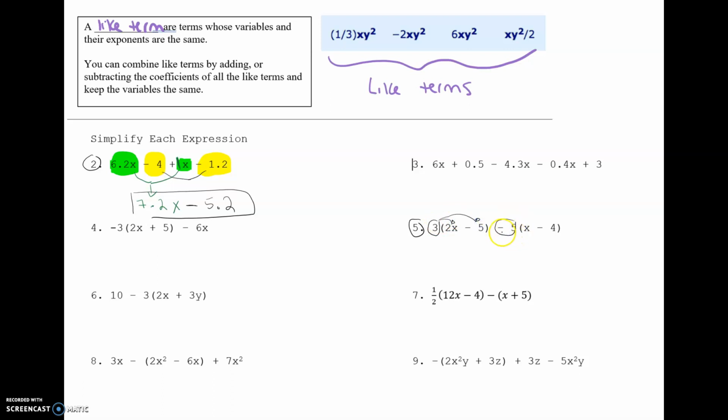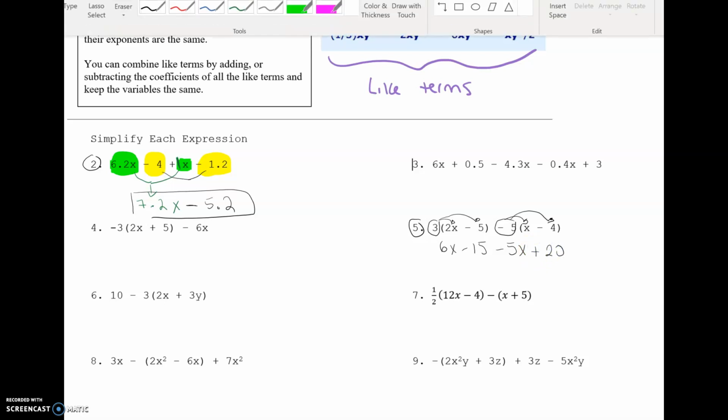And I always like to circle them because it kind of tells me the signs. I like to add the signs with them. So I'm going to go ahead and distribute the numbers first. So I'm going to do 3 times 2x, which is 6x. 3 times -5, which is -15. -5 times x is -5x. And then -5 times -4, which is the +20.